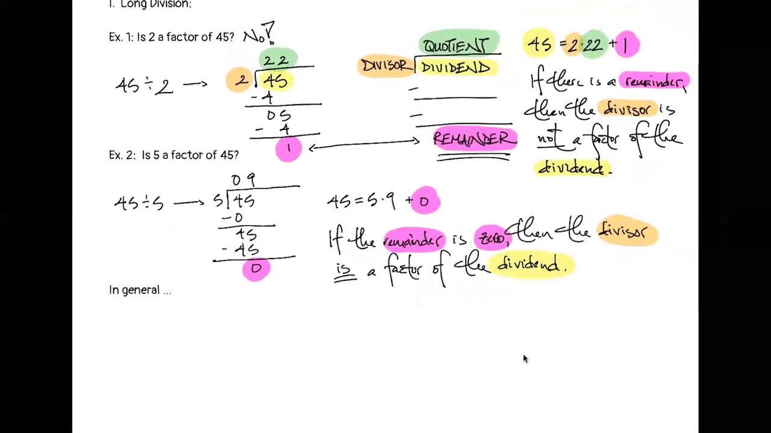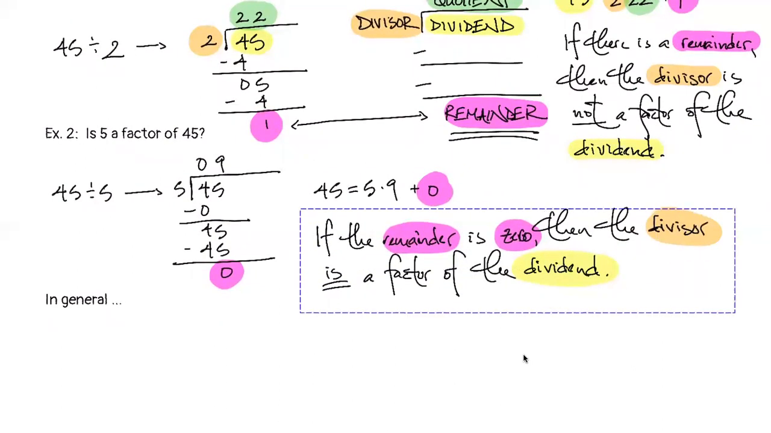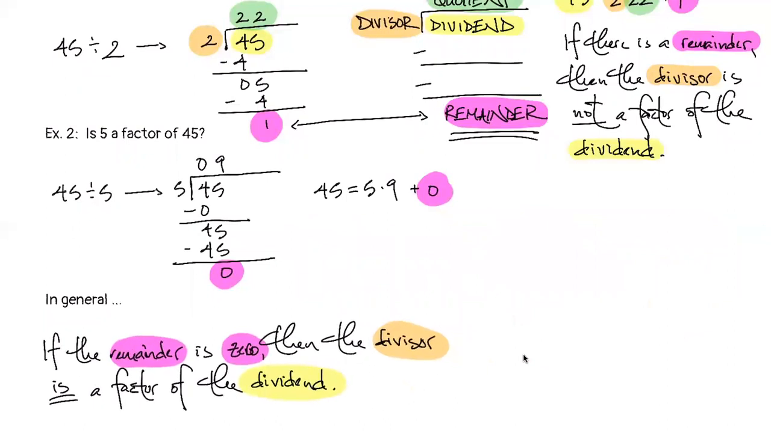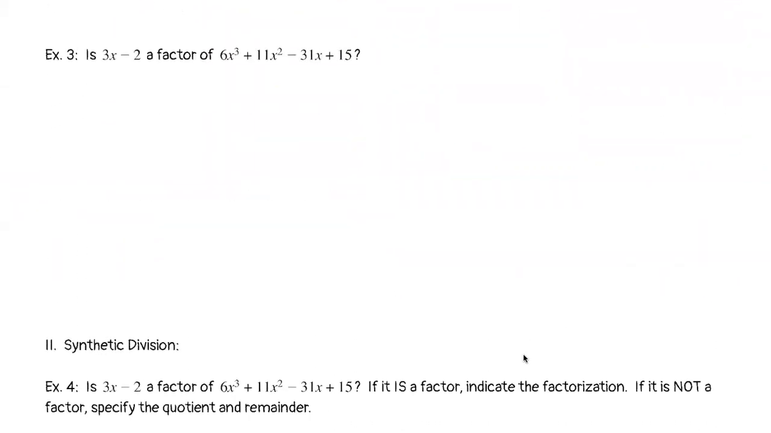So in general, that's what we want to think. If this remainder, let's put this down here, okay? So if the remainder is 0, then the divisor is a factor of the dividend. Otherwise, it is not a factor, okay? And since our goal is to factor things, we really want to identify things that are factors, right? That makes sense for us. If we do division and we get a 0 at the end, that means we will end up with a factor, okay? So let's try it out.